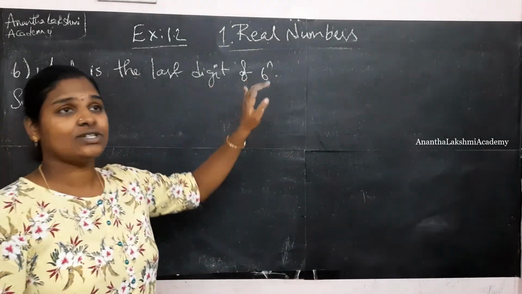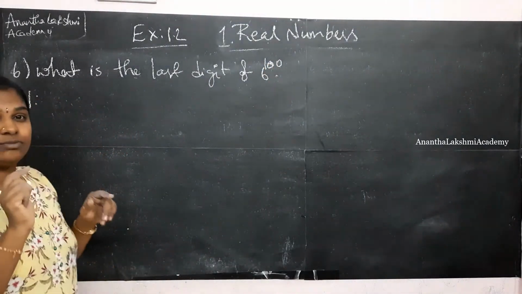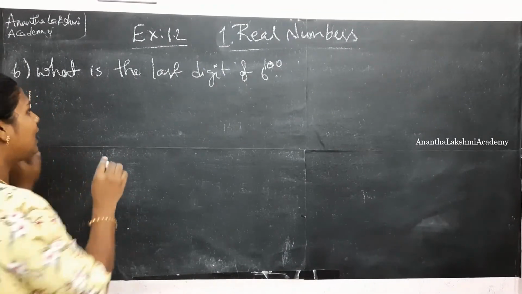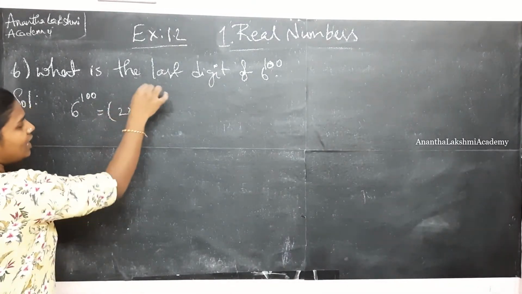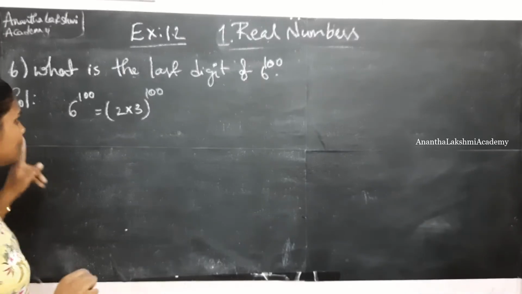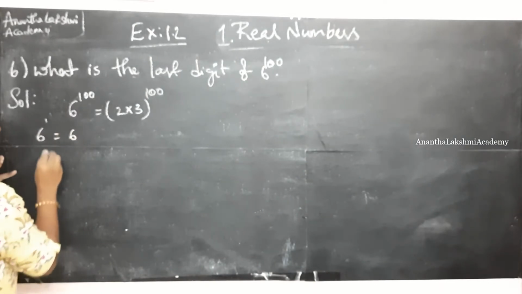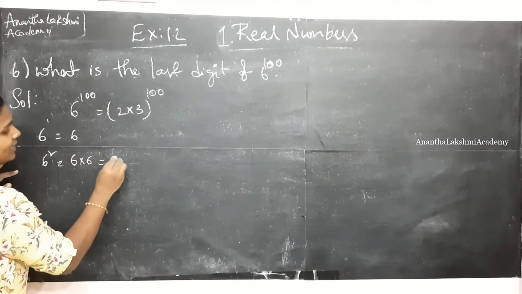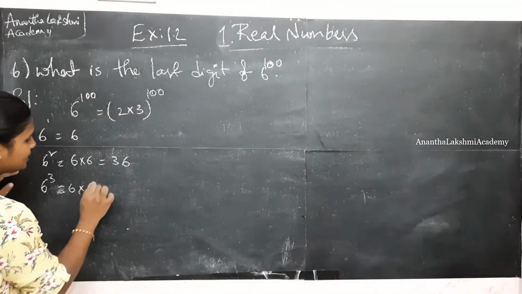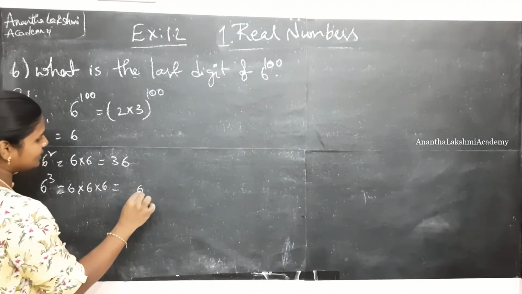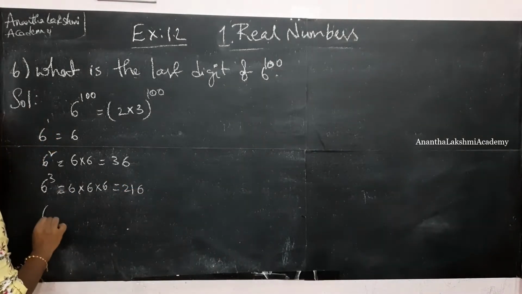What is the last digit of 6 power 100? So earlier in the second problem, we saw 6 power n, right? So 6 power 100 can be written as 2 into 3 whole power 100. Alright, so let us try to understand. 6 power 1 is 6. 6 square is 6 into 6, which is 36. 6 cube is equal to 6 into 6 into 6: 6 sixes are 36, 6 threes are 18 plus 3, 216, and it goes on.